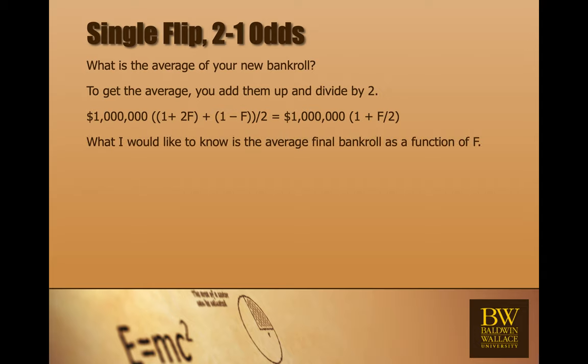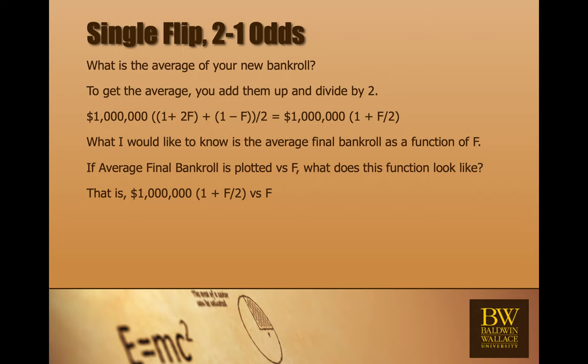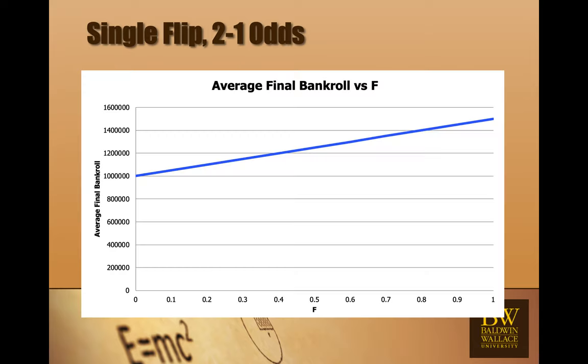What does this look like as a function of F? If I plot my average bankroll versus F, what does it look like? 1 million times 1 plus F over 2 versus F. And if you know anything about algebra, that's a linear function. It's a straight line. There is no peak. There it is.